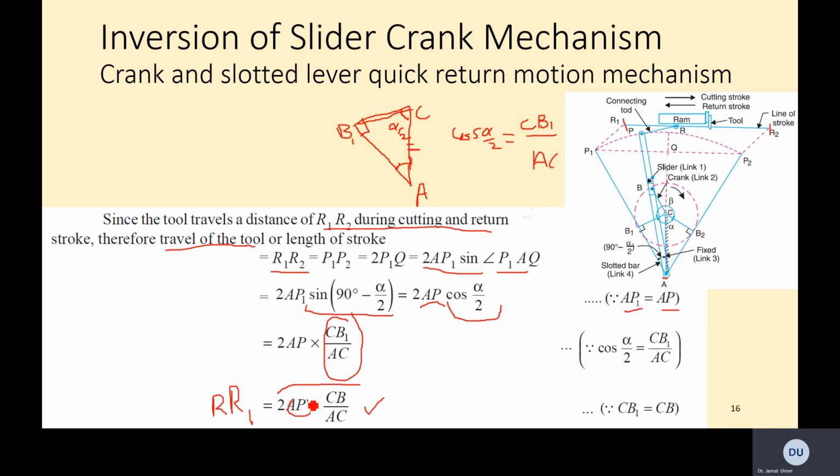So what is this formula? AP is the length, which is the slotted lever length. So you know that CB is basically the crank length, and AC is the frame. So you just need to know these lengths. You can find out what will be your length of stroke here.